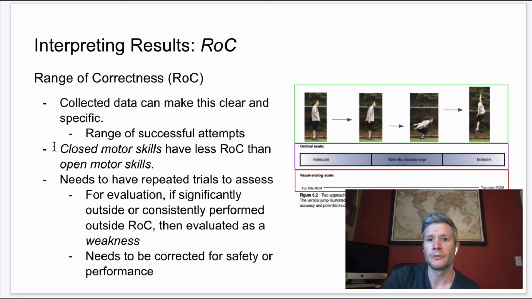An open motor skill would be something like, let's say, a soccer kick, right? Running, you're not really fixed. You have a free leg swinging. Your upper body's free. It's not fixed or seated or anything like that, okay?